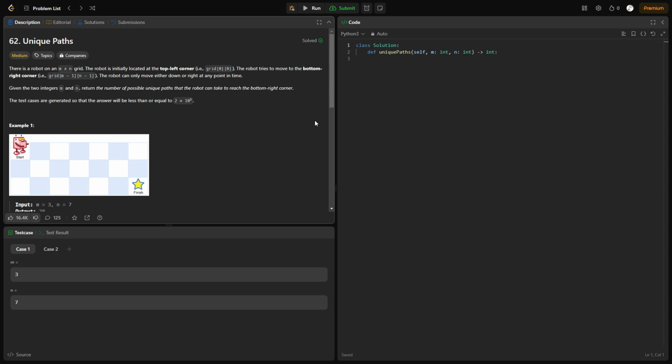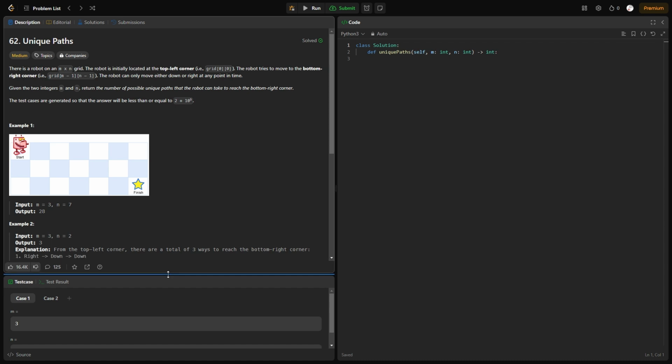So in this question, we have a robot on an m by n grid, and the robot is initially in the top left corner, so at 0, 0. Now the robot tries to move to the bottom right corner where the star is, which is grid m-1, n-1. The robot can only move down or right at any point in time. We're given 2 integers, m and n, which are the side lengths of the rectangle, and we want to return the number of possible unique paths that the robot can take to reach the bottom right corner.